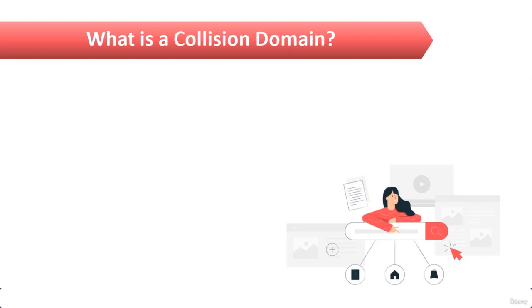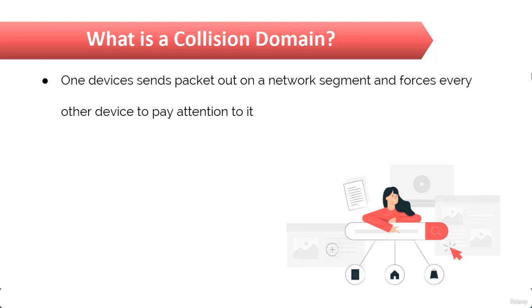Collision domain. The term collision domain is an Ethernet term that refers to a particular network scenario wherein one device sends a packet on the network segment and thereby forces every other device on that same physical network segment to pay attention to it. This is bad because if two devices on one physical segment transmit at the same time, a collision event can occur.